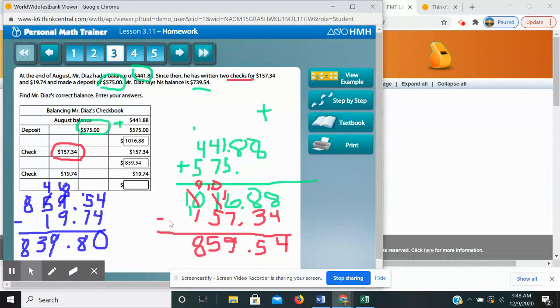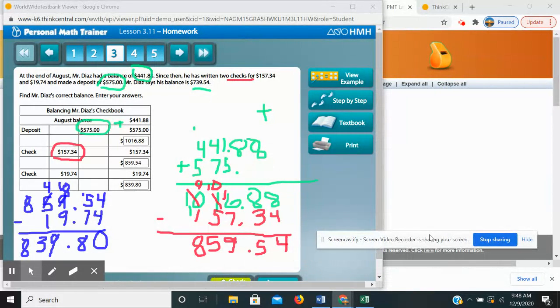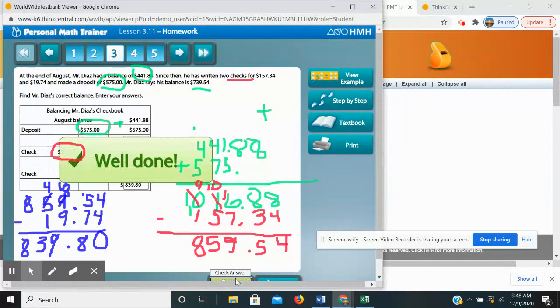So I'm going to put that total now after he wrote that check of $839.80. Okay, so he was saying his balance is $739.54. After we did all the work here, we can see that no, he was not correct. Okay, so that's how you solve that problem.